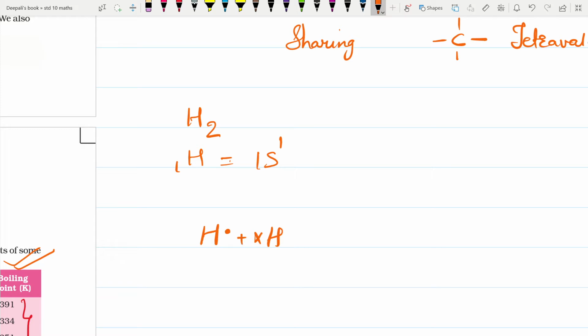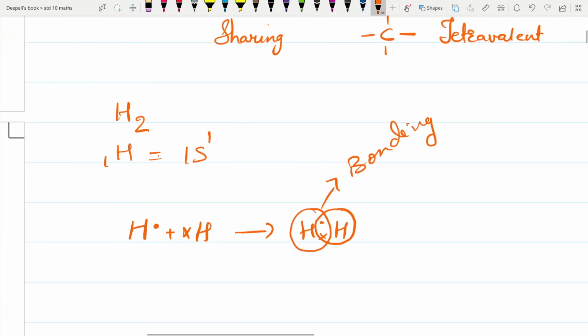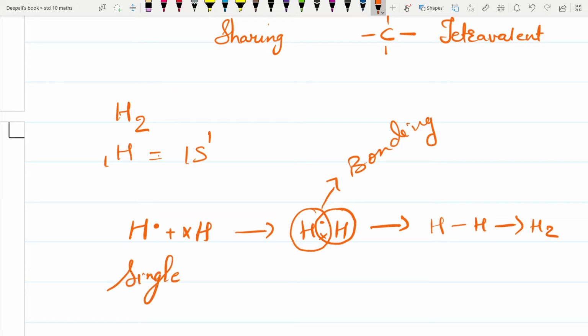Now this combines, it gives us H2, and so now both of them have completed their valence shell, and you can see 2 electrons in each, and this is the bonding pair. Now if there is one bonding pair, means it is forming one single bond. So it will be represented by H-H, which is H2, and it is a single bond. Covalent bonds can be classified as sigma and pi bonds, and it can be classified as single bond, double bond, and triple bond as well. So here there is a single bond.